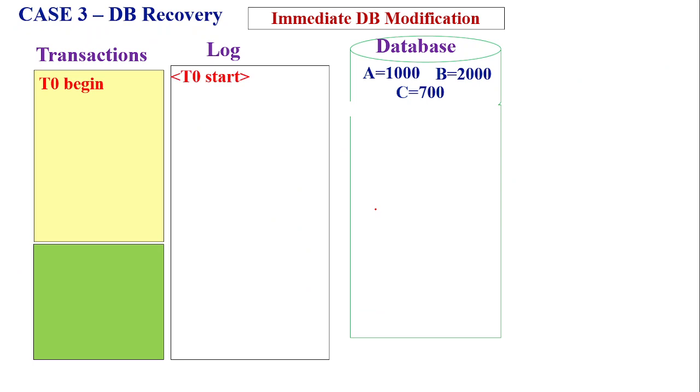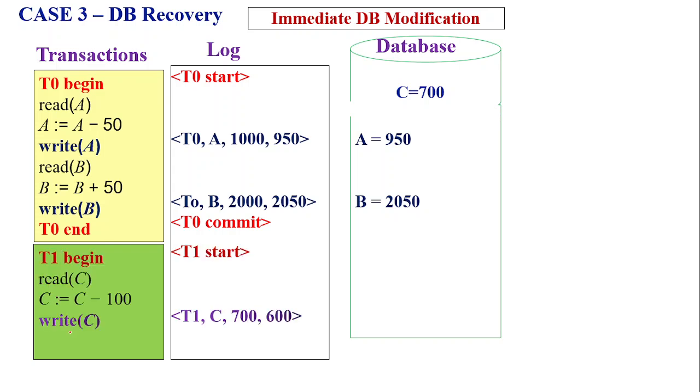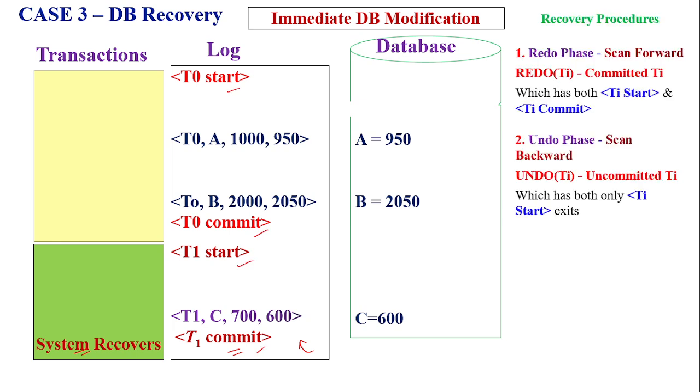Let us take one more scenario where system failure occurs at the end of the successful execution of T1. Here you see, when T1 end is executed, the corresponding entry is also made into the log. At this point in time, if system failure occurs, then when it resumes from the failure, it looks into the log. Both transactions have start and commit records, so both are committed transactions. On committed transactions, the redo procedure is applied. Accordingly, when redo is applied on T0 and T1, new values are again updated into the database.